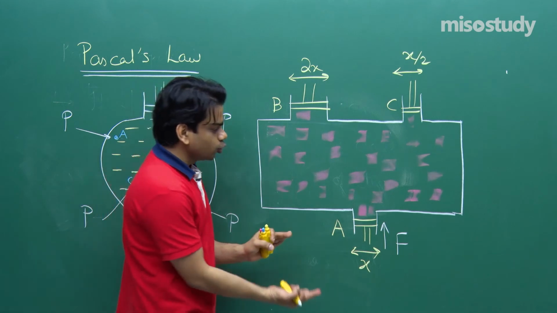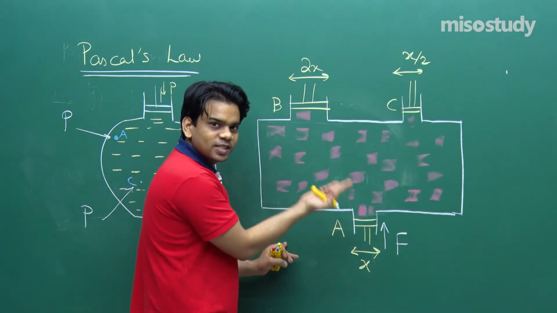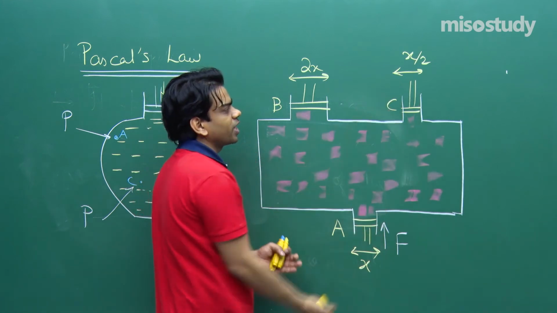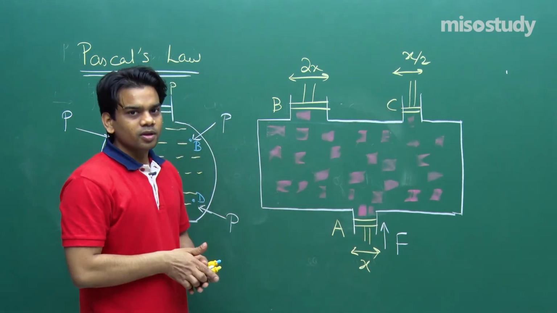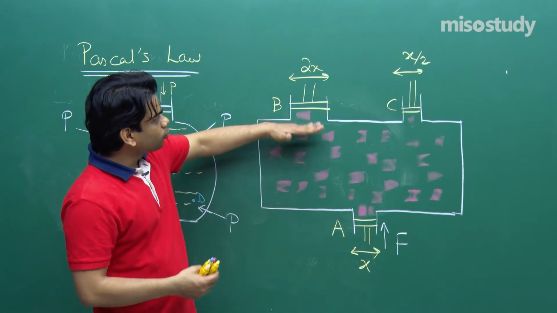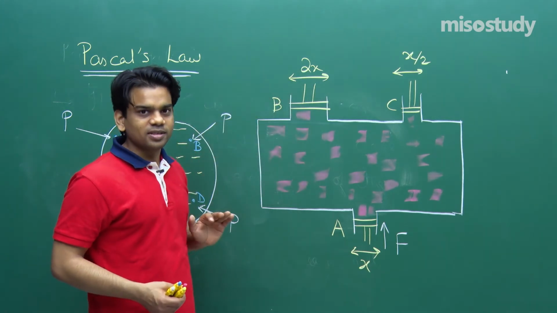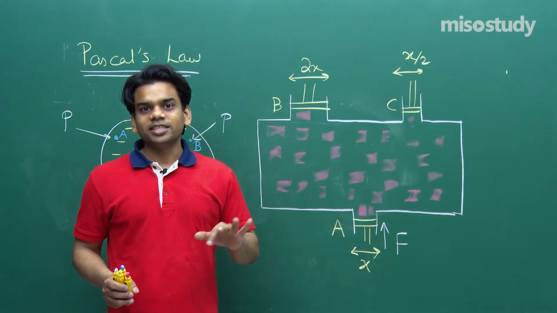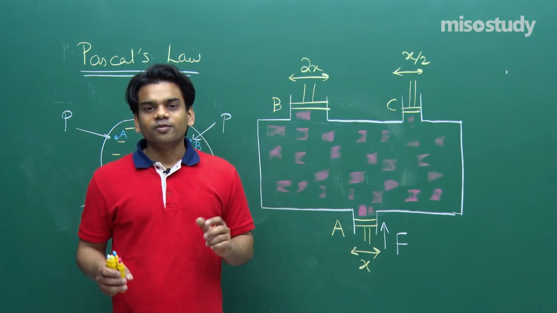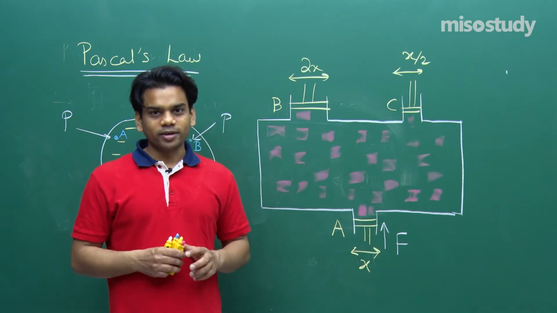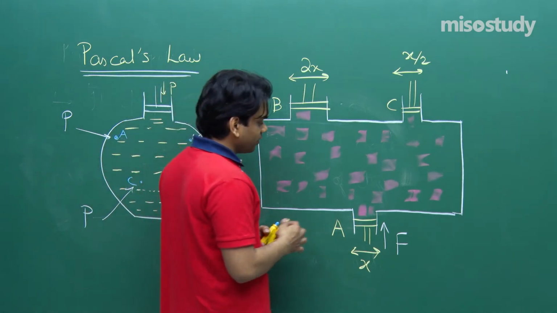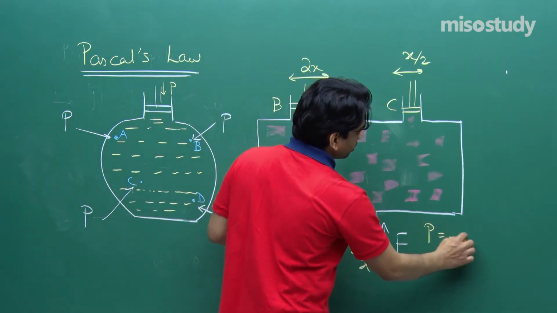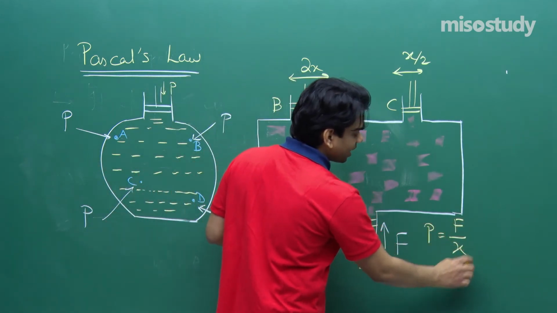Because as you are trying to force it in this direction, it's quite obvious that this piston and this piston will try to release themselves, they will try to move up. With what force are they going to experience this? Let's try to understand. Pascal's law says that the pressure change at any point within a liquid, the same change will be observed at every point. So the pressure change that you are giving at this point is equal to F by x.